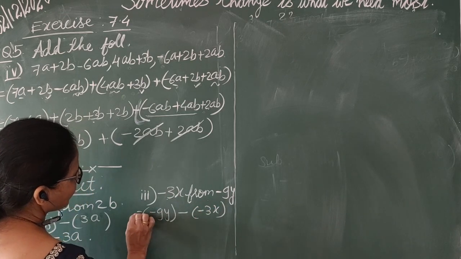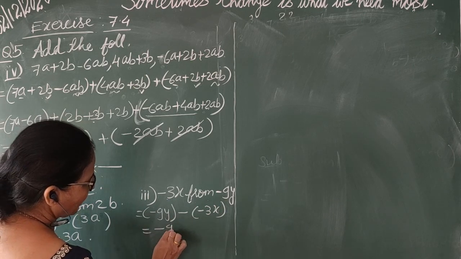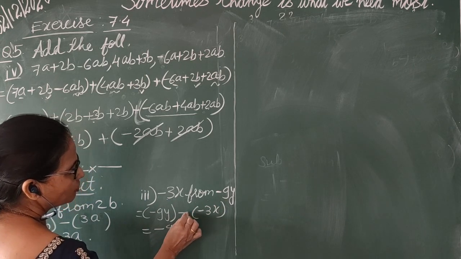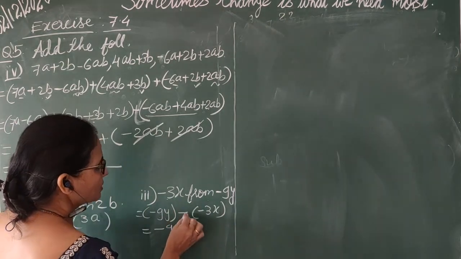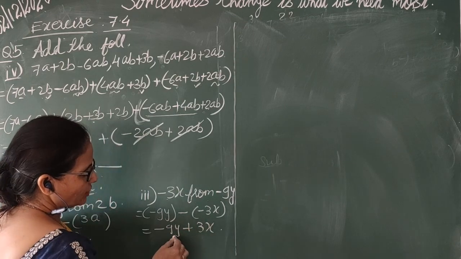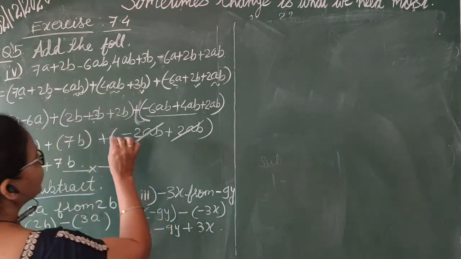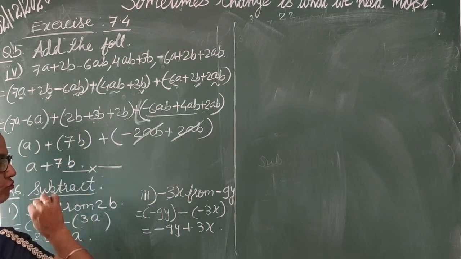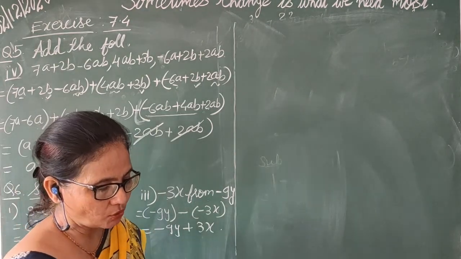So let's remove the bracket. Before the bracket there is plus, so this sign will remain as it is. Now before this bracket there is minus, so this minus becomes plus. Or you can say minus into minus is plus 3x. Now here there is no like term, so here the sum is over. If there are like terms, you have to collect them and simplify. But here there is no pair of like terms. So this is how you can subtract.